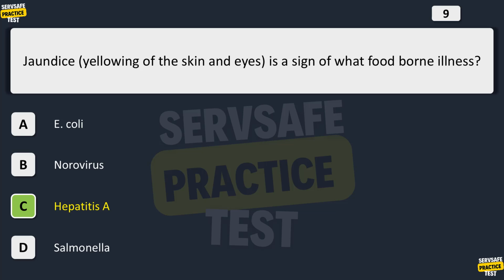The correct answer is C. Hepatitis A. Jaundice is a sign of hepatitis A, which can cause damage to the liver. Cold cuts and sandwiches, raw vegetables and salads, raw or undercooked shellfish, and iced drinks are commonly implicated in outbreaks.